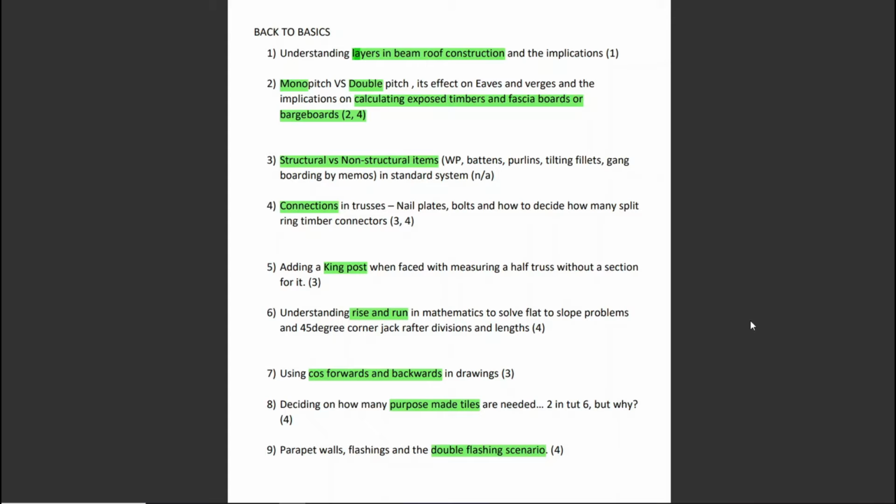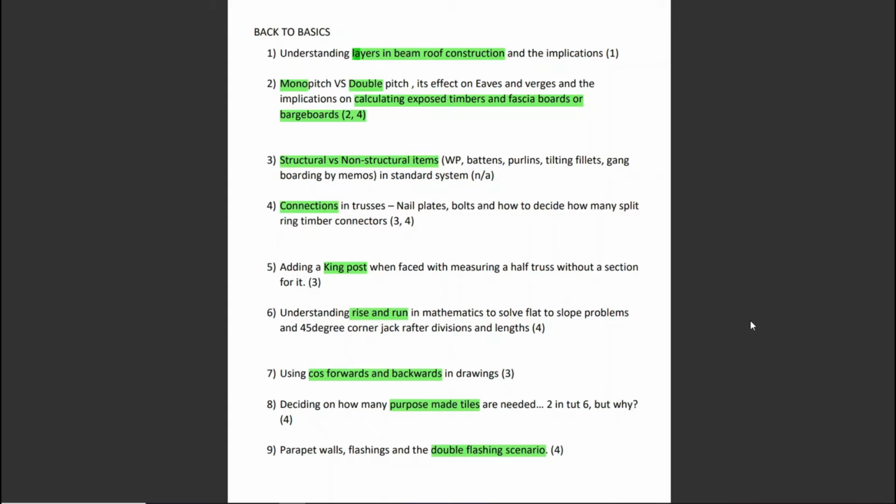So I've got a page in front of me, back to the basics. There's 9 points here. I just want to go through each of them quickly and then we'll move on to the drawings. So understanding layers in beam roof construction. This is something I must admit I forgot. And when I opened up this drawing, I think it was Carport 03, it made me think. Even though I remember the work, I found myself thrown off a bit, because there's room here for a question that could throw a lot of us off.